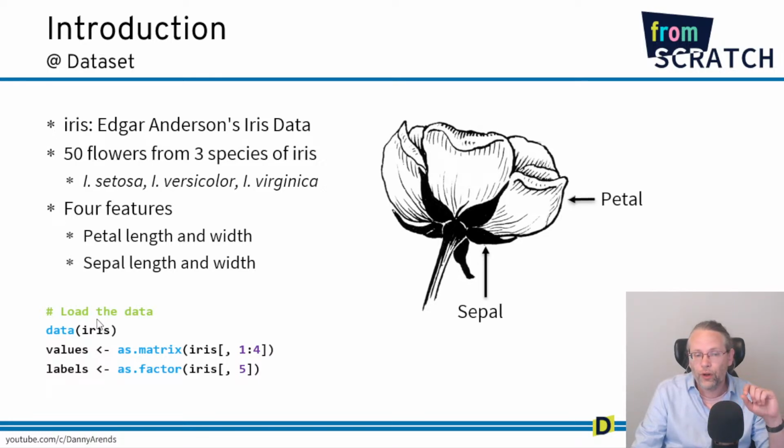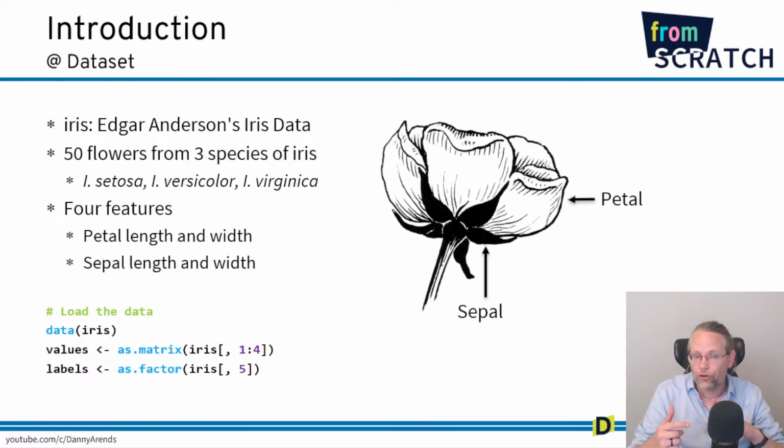And of course, when we load the data in R, we can type data(iris), and we have to get our values from it. So I want to transform these into a matrix. I take the first 4 columns, which are petal length, petal width, sepal length, and sepal width, transform them into a numeric matrix and store this as values. And then there's the 5th column, which contains the name of the species. So I'm just going to say as.factor, because it's a factor, so a categorical variable with 3 levels.